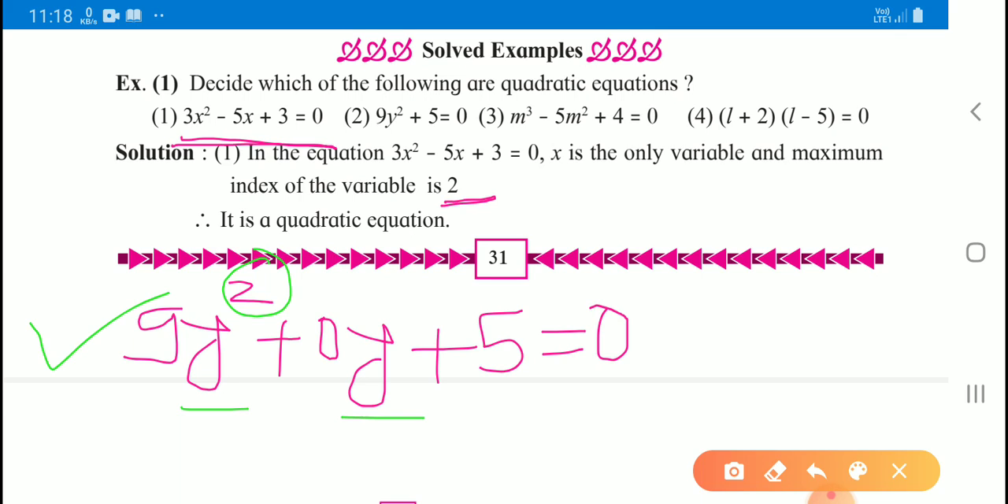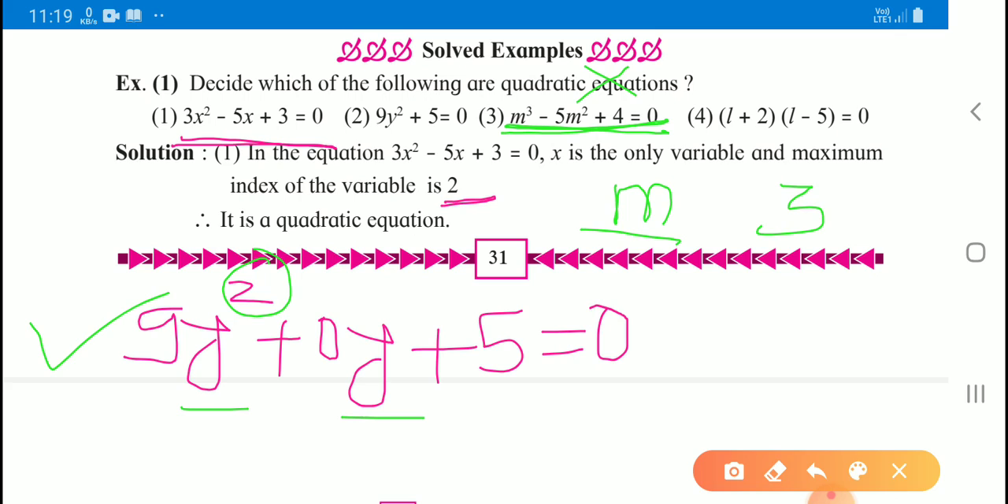Now you can see the third equation. If you see the third equation, here the variable is m, and the maximum power or index of the variable m is 3. So it is not a quadratic equation.